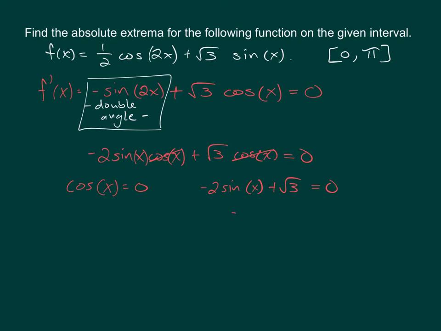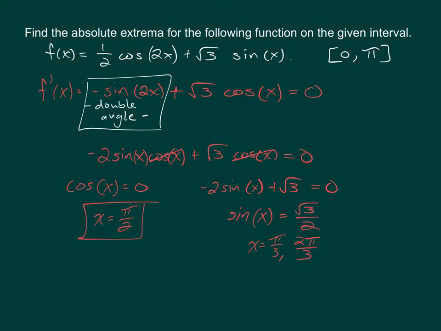And if you solve this for sine of x, you get sine of x equals square root of 3 over 2. So now, if we just solve for x here, this would be x equals pi over 2. So there's a critical number. And over here, we would get x equals pi over 3 and 2 pi over 3.